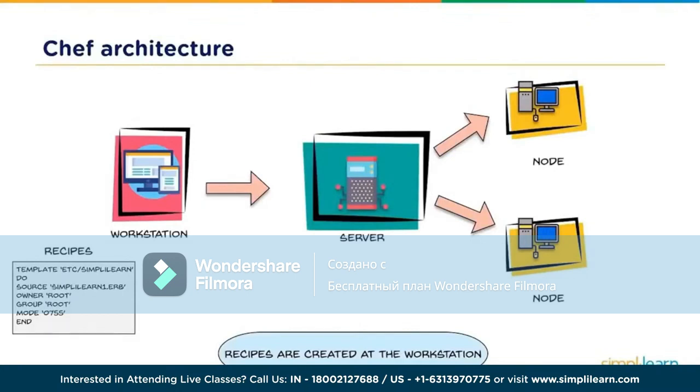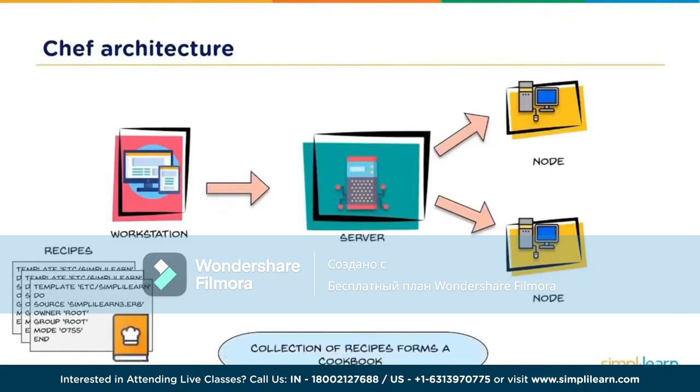We'll look into actual functioning recipes later in our demo. So you have 1 recipe, 2 recipes, 3 recipes, and a collection of recipes forms a cookbook. So guys, if you look at the recipe, in source you have simplylearn3.erb. ERB is the extension for your Ruby files. So the cookbooks are only created at the workstation.